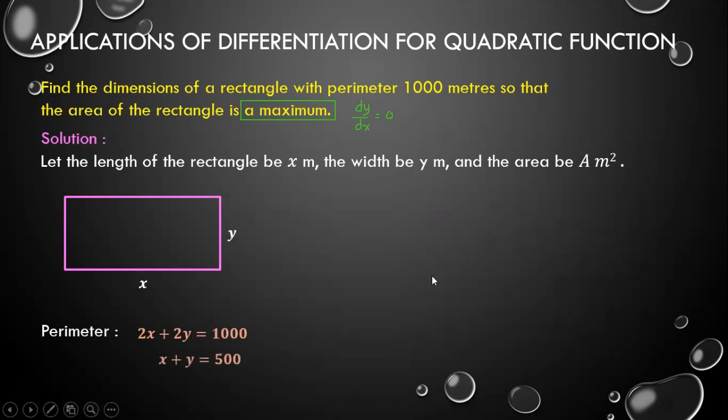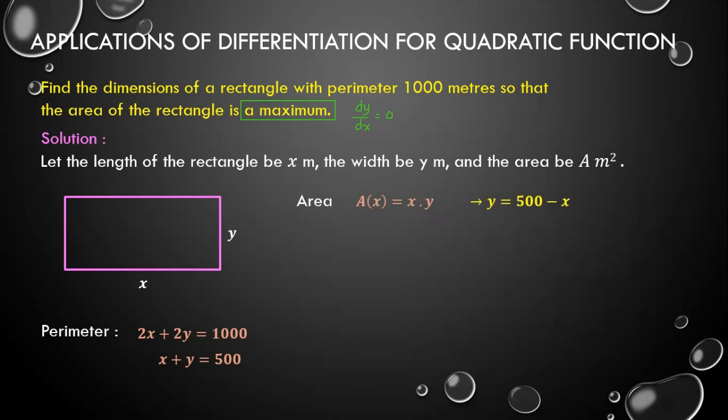You can simplify by dividing by 2. It will be fine. x plus y equals 500. Now we found x plus y equals 500 meters, right? Okay, what is the area formula? The area formula A in x equals x times y, right?